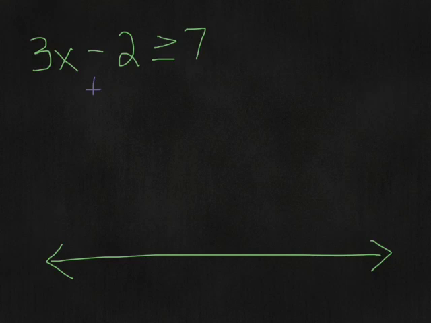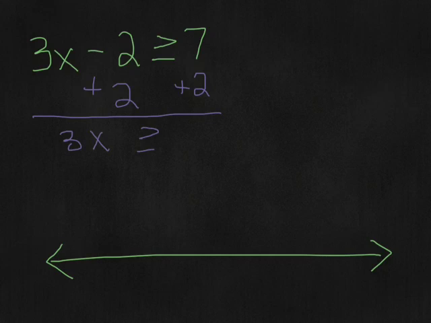I'm going to add 2 to both sides. I get 3x is greater than or equal to 9. I will divide both sides by 3, and I can see that x is greater than or equal to 3. So any number greater than or equal to 3 will make this inequality true.